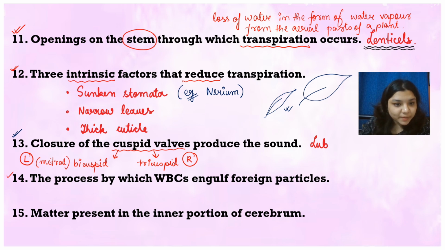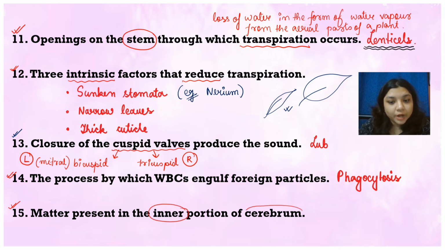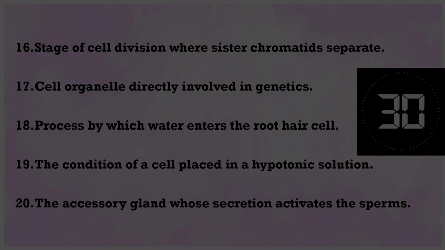Then, process by which WBCs engulf foreign particles. This is simple, right? Phagocytosis. All of us must be knowing this. Then, matter present in the inner portion of the cerebrum. Take note, inner portion and cerebrum. So this one is the white matter. Okay? So I guess 11 to 15 is clear for all.